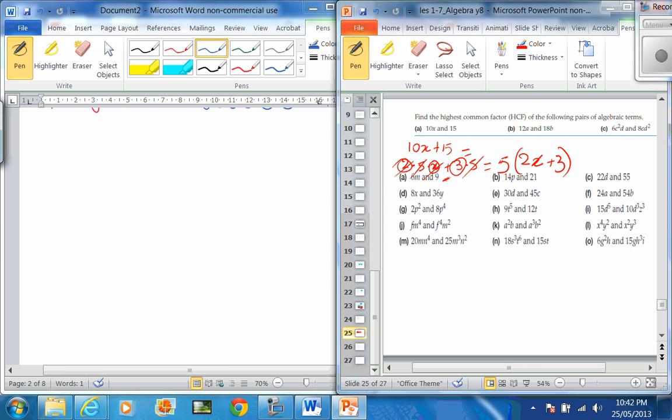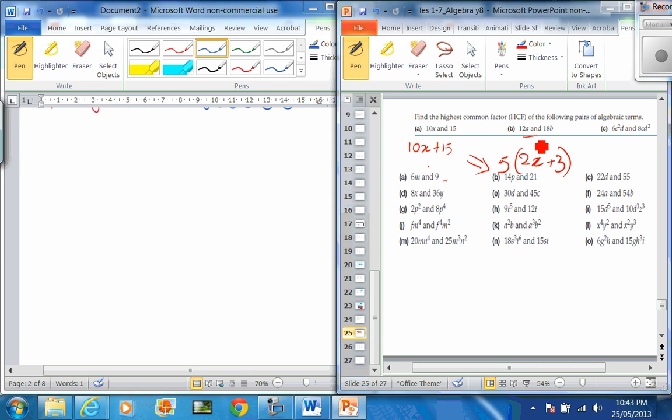So this is the factorized form. Do you see that? 10x plus 15 can be written also as equals 5 outside the brackets, 2x plus 3 inside the brackets.